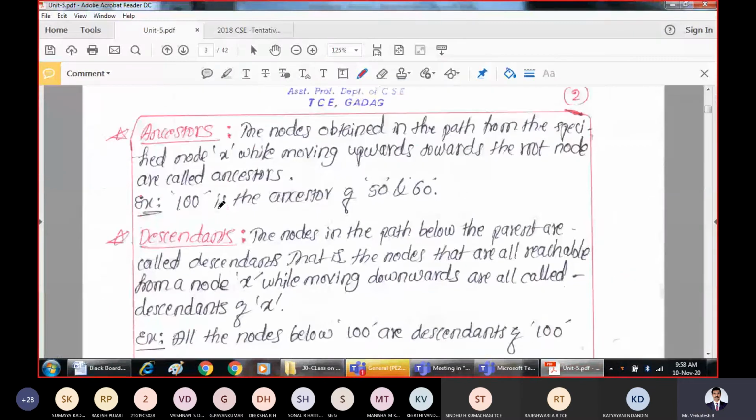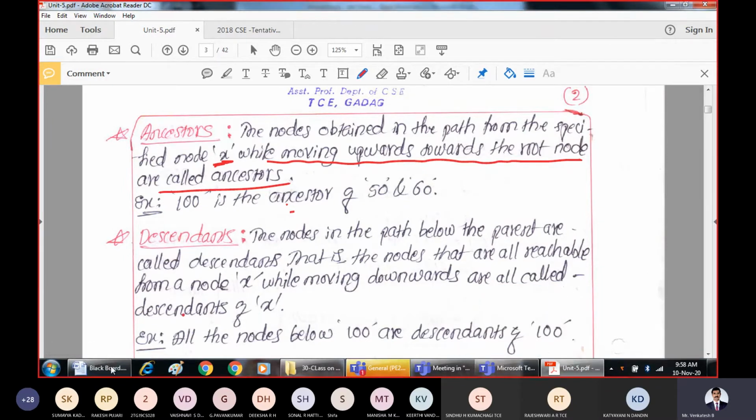Ancestors, as we know in our day-to-day life, are parents of parents. But in this case, the nodes obtained in the path from a specified node X while moving upwards towards the root node are called ancestors. For example, 100 is an ancestor for 50 and 60.